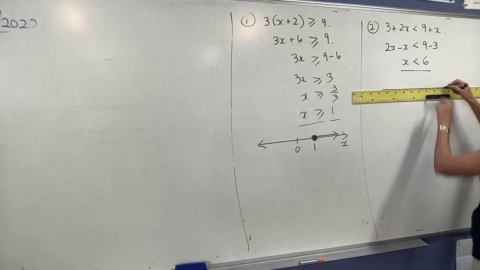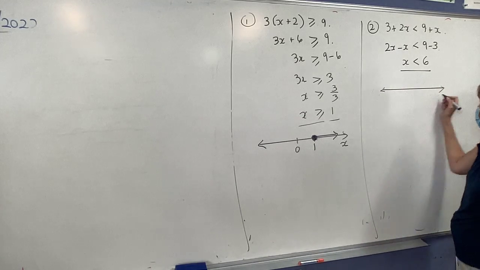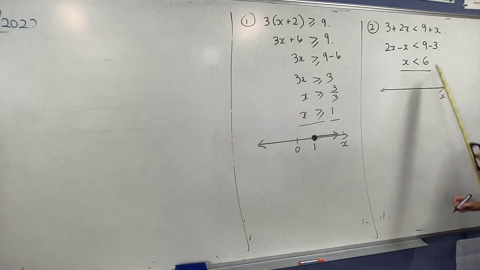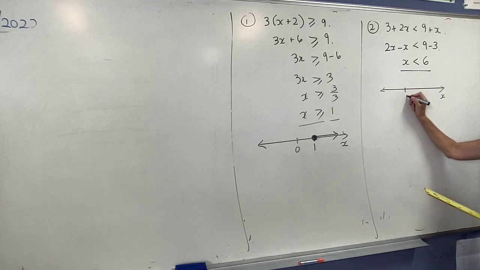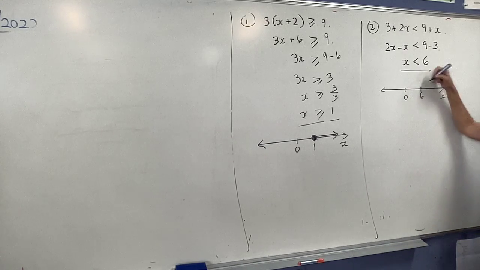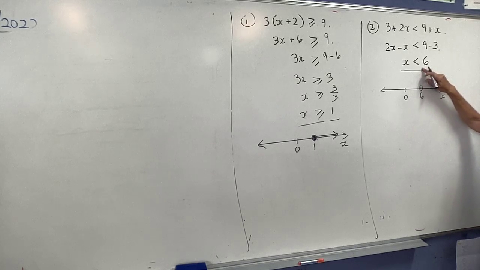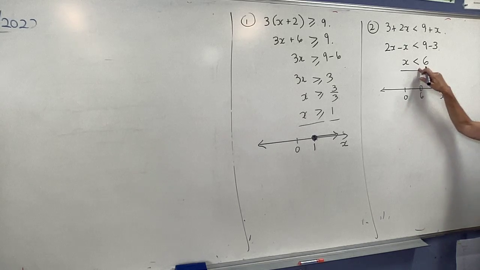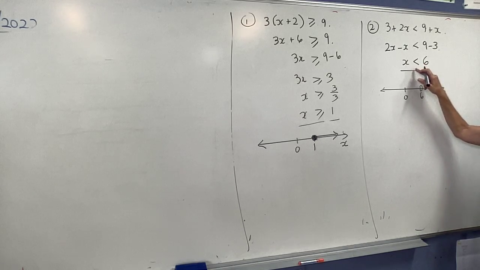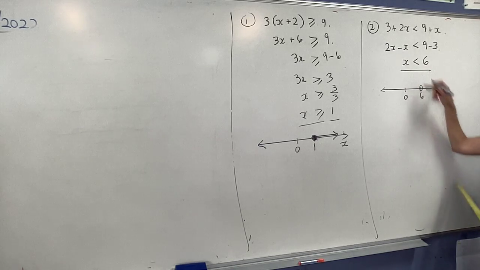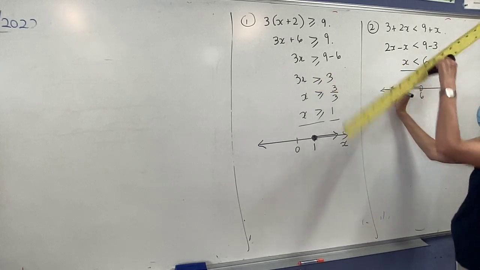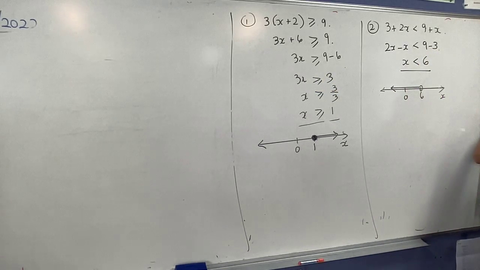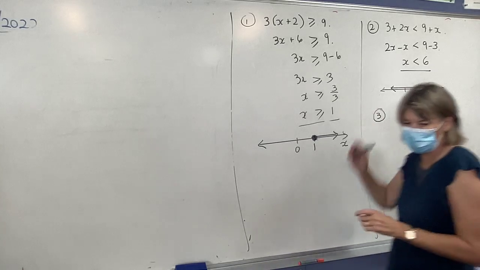Use your ruler, arrowheads, X on one end. We need a 6 this time, and I normally have a 0 for my other point. 0, 6. Okay, this time we're putting our circle on the 6, but we don't colour it in because there's no equals here. So it doesn't include the answer of 6, so that's why we're not colouring it in. And less than goes to the left. There's all the numbers less than 6, and put your arrowhead on the end. Okay, number 3.